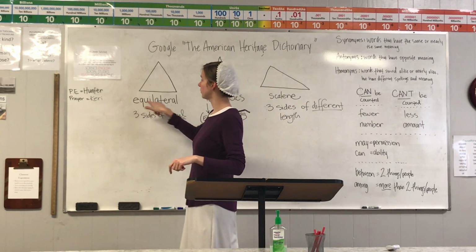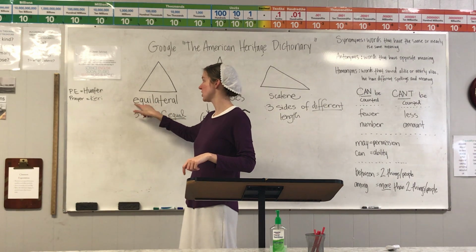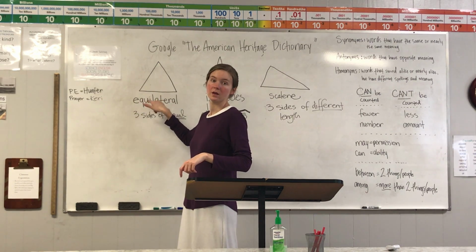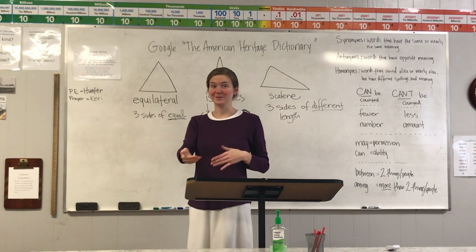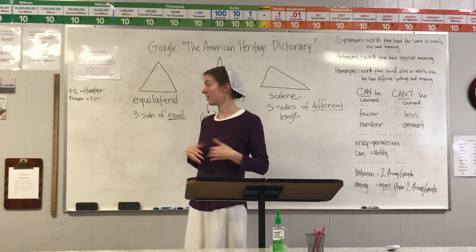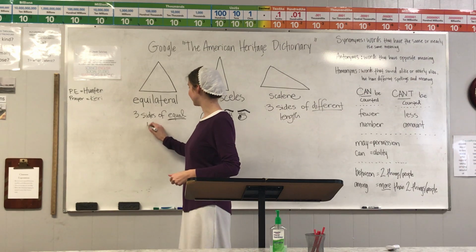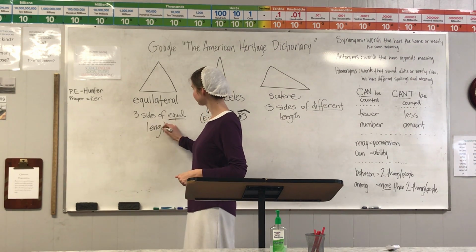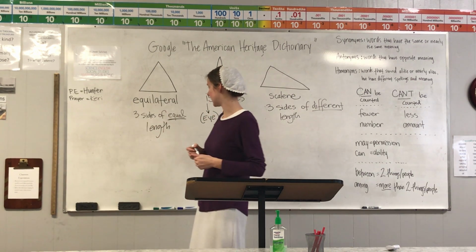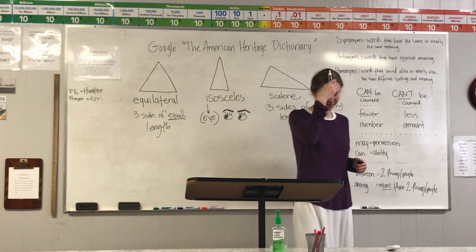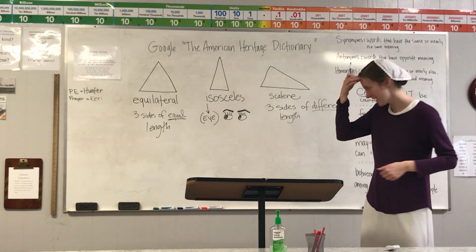Alright, there are a few clue words. Equal. Do you see that? That means the sides must all have the same length. 3 sides of equal length. I forgot to add that. Lateral means side. Well, it's side or straight? I didn't look that up.